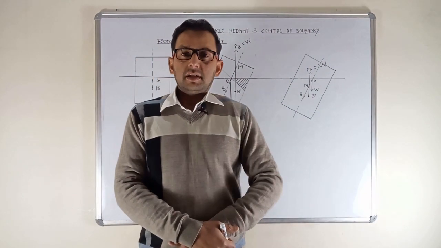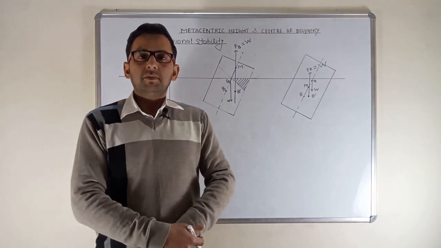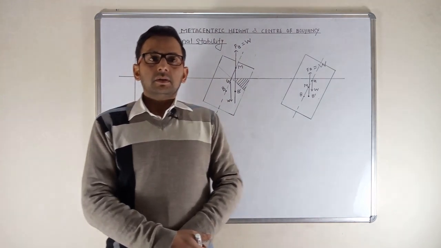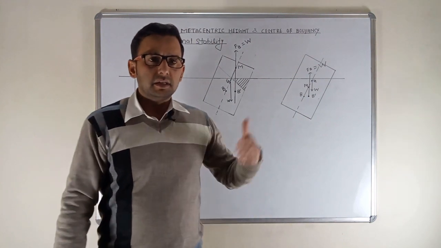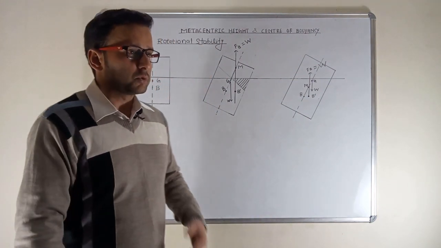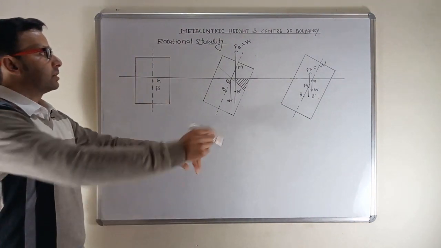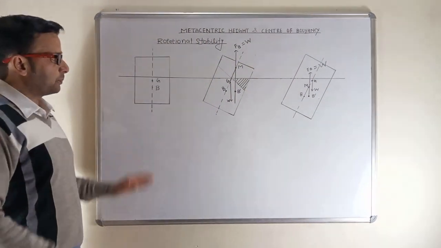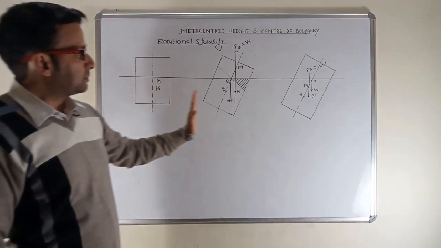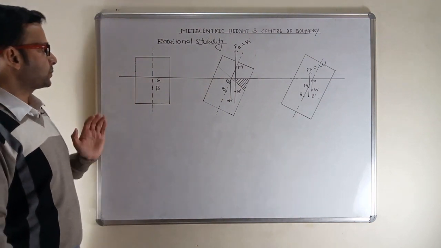So in the last lecture we had been discussing the different stability of a floating body. So far we had discussed linear stability of a floating body. Now we shall proceed to the rotational stability of a floating body. So I have drawn these pictures already to save my time and yours as well.